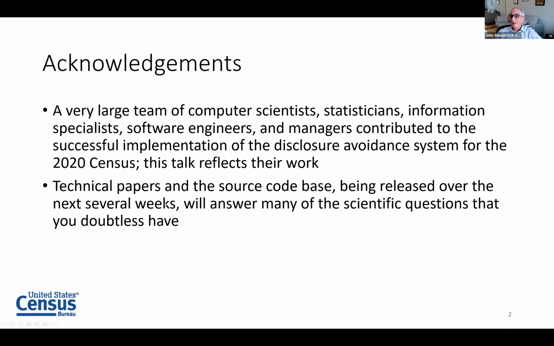There we go. Okay. Only one way of advancing the slides works, but I found it.